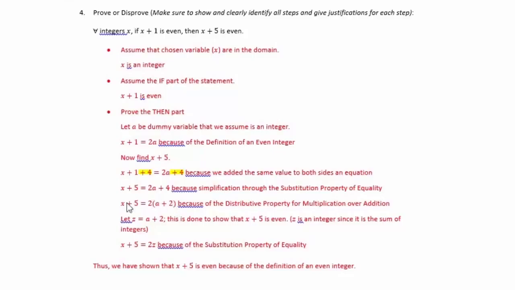From there, I'm going to establish another dummy variable. I'm going to let z equal a plus 2. And I'm doing that to make this very clear that I have an even integer. When I replace a plus 2 with z, then I get 2z, and you can see that's in the same form as this 2a at the top. We have 2 times some number. Because of the substitution property for equality, I can get that. And now I've shown by the definition of an even integer that x plus 5 is even when x plus 1 is even.